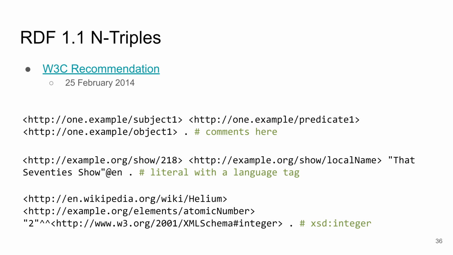Then another triple starts, so you have an IRI representing the subject, an IRI representing the predicate, and then we have a literal with a language tag. A literal uses double quotes, and again a dot and a comment. And if we want to represent a literal with a data type, that's the third example. So here we have, again, subject, predicate, and object, which is a literal with the value 2 and a data type, XML schema integer, and again, a comment.